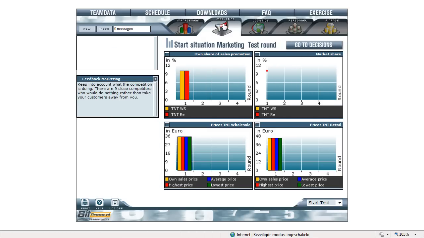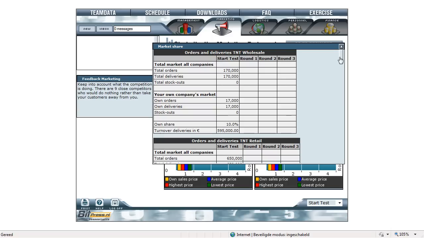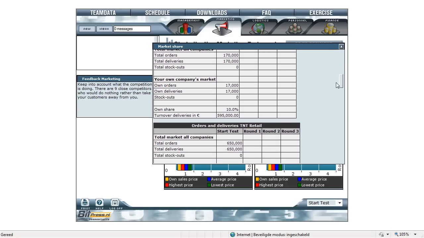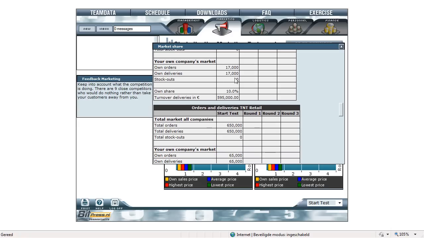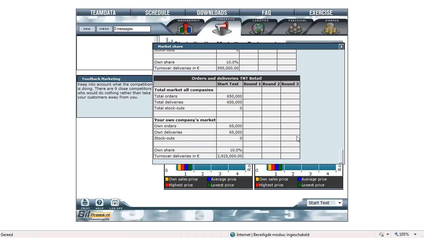We start off at marketing, and you can have a look at all the prices of the products at the markets, your share in the sales promotion and your market share. Let's have a look at the market share at the starting situation of the game. We can see for the wholesale market we sold 17,000 pieces, which made out 10% market share. In the retail market we sold 65,000 pieces, which was also 10% market share. All the competitors in the game start out with the same starting situation.